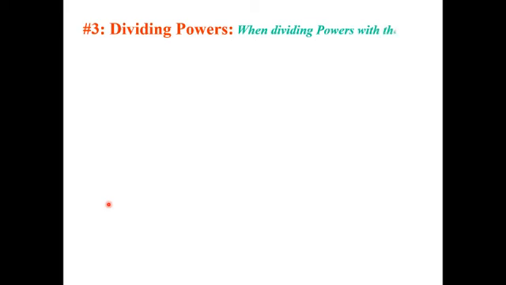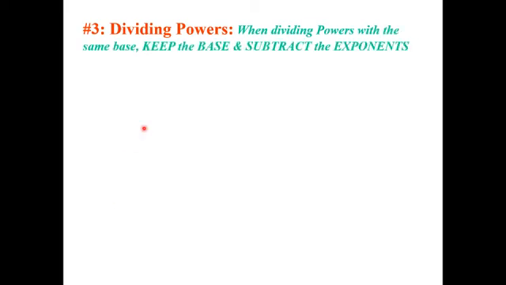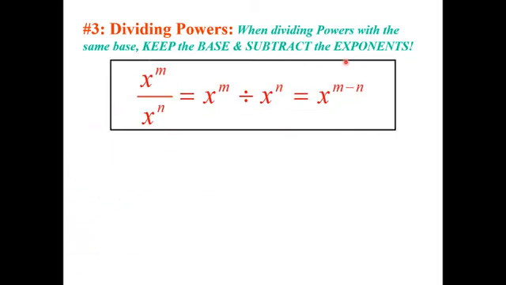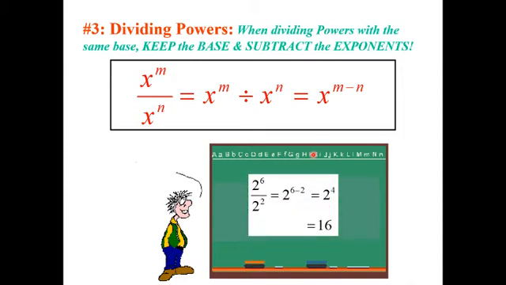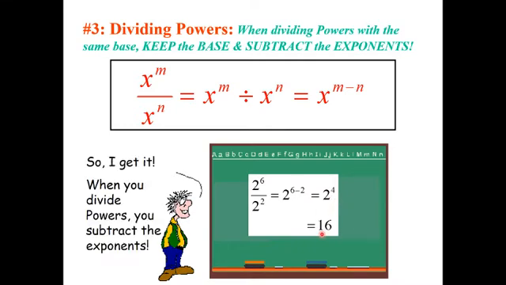Okay, dividing powers. When you divide powers with the same base, you keep the base and you subtract the exponents. If I have x to some power over x to some power, I'm going to keep the base and subtract the exponents. This is an example. If I have 2 to the power of 6 over 2 squared, because I have the same base 2, I'm going to keep the base and subtract the exponents. So this is going to give me 2 to the power of 4, which is the same thing as 16. So when you divide powers, you subtract the exponents.